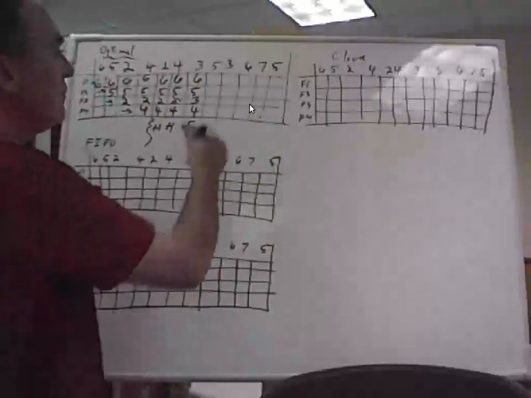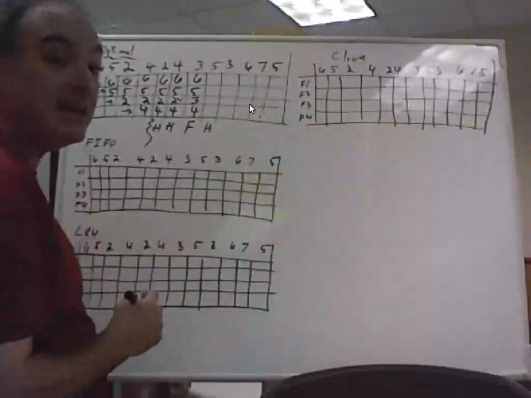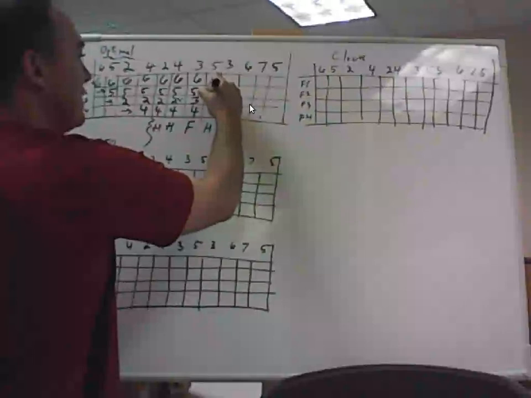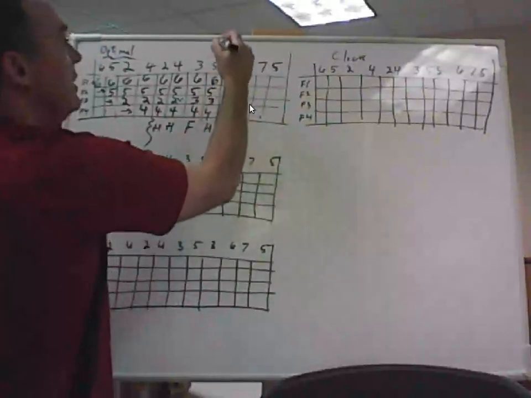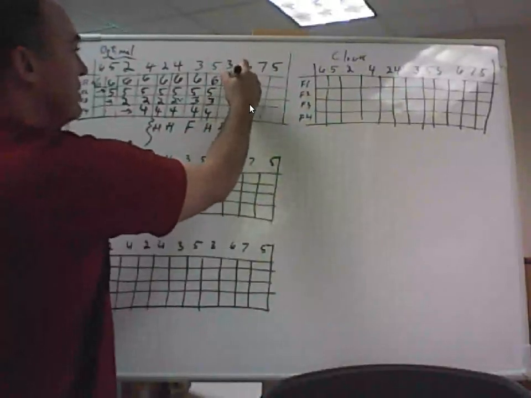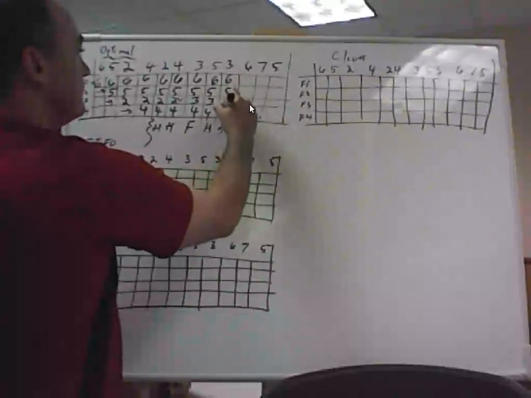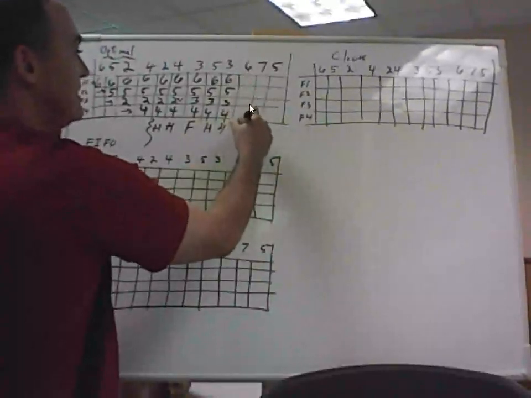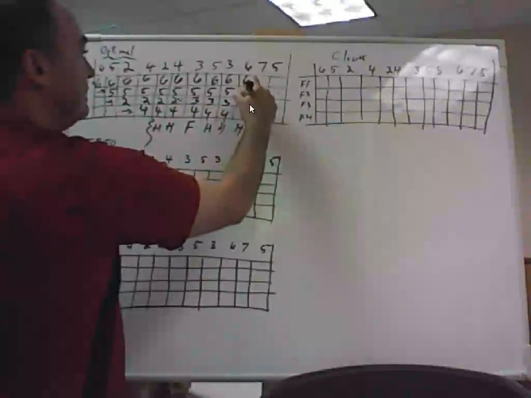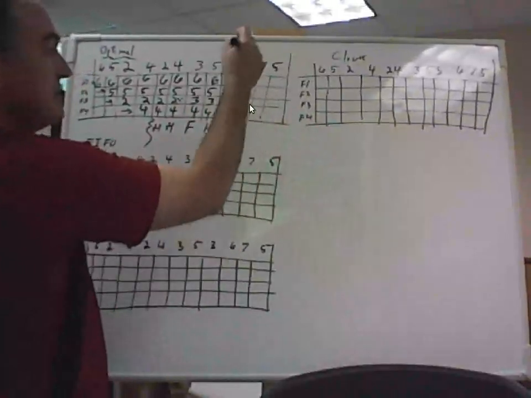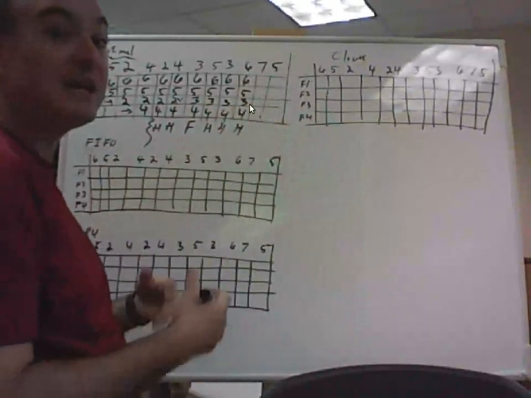So now we have a reference to 5. That's another hit. Memory doesn't change whenever you have a hit. 6, 5, 3, 4. We have another hit, a reference to page 3. Another hit, a reference to page 6. And then we have our second miss, so our second page fault occurs.